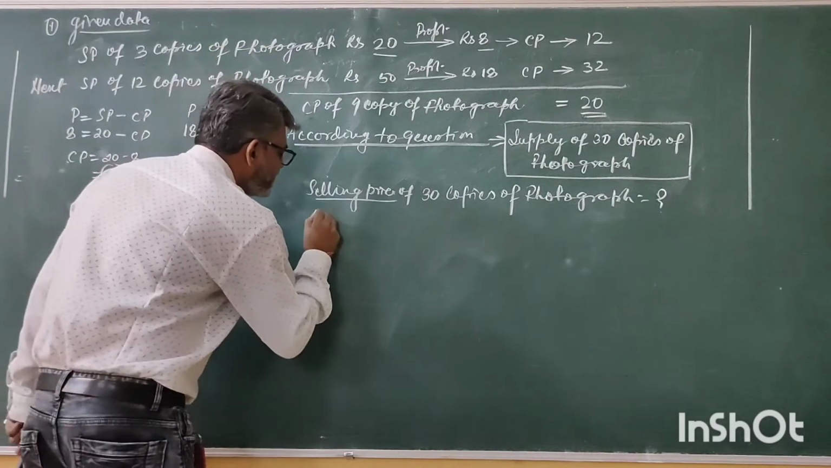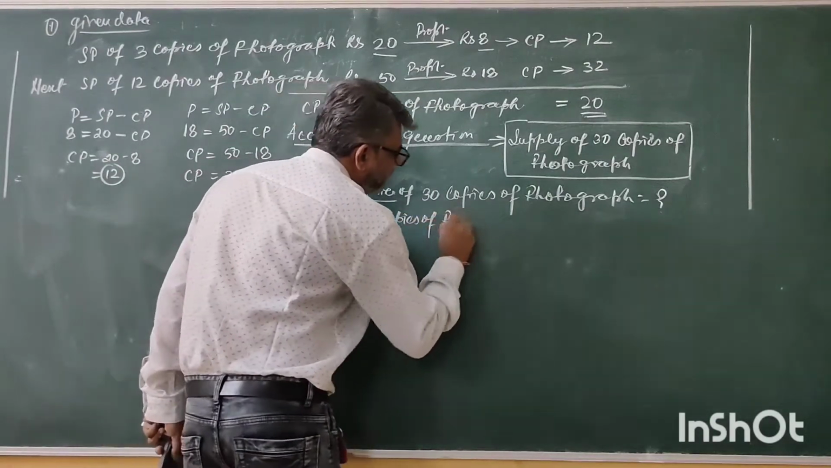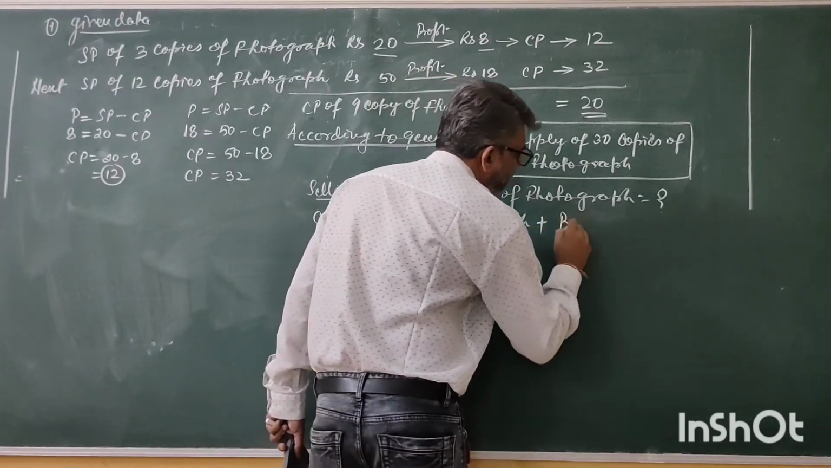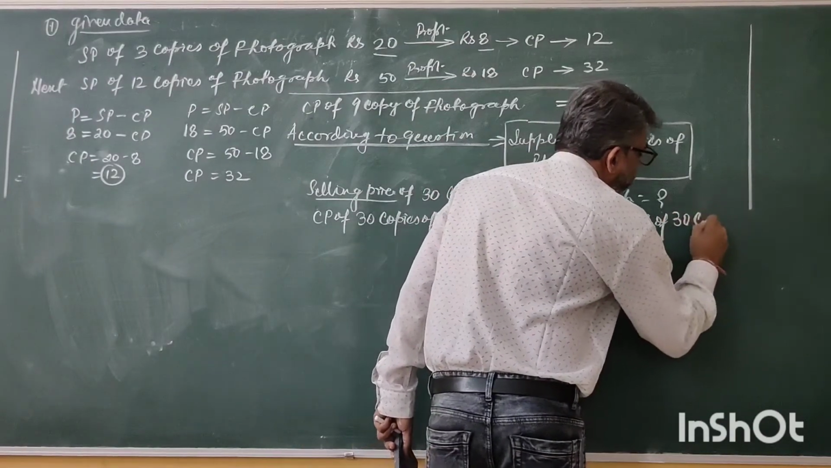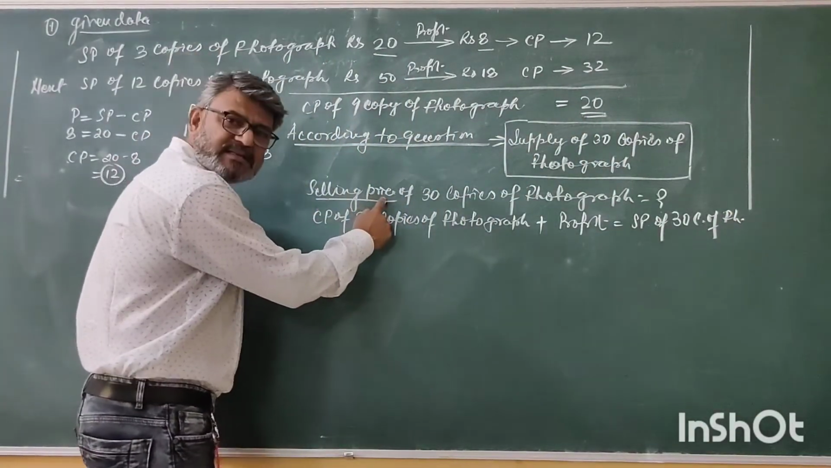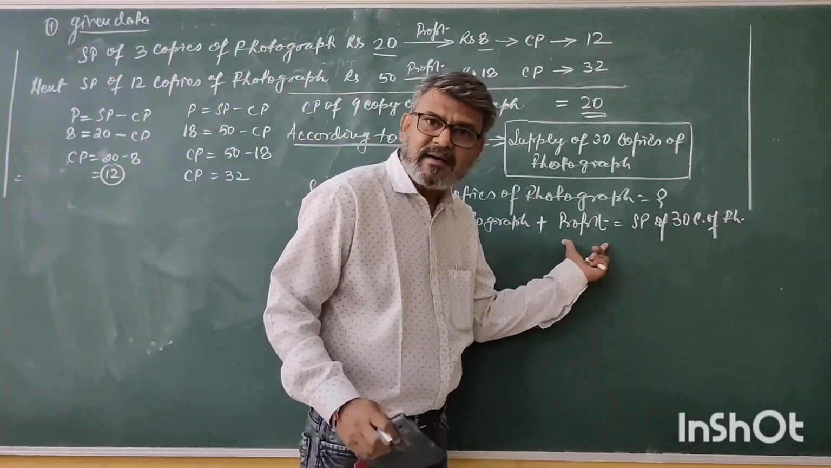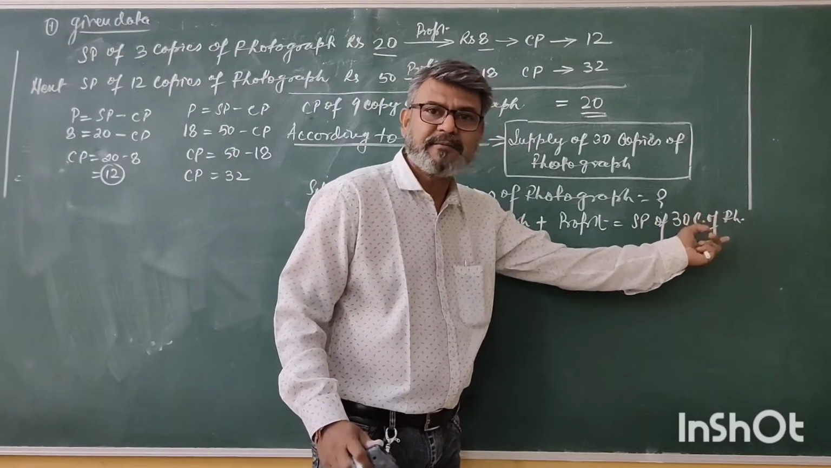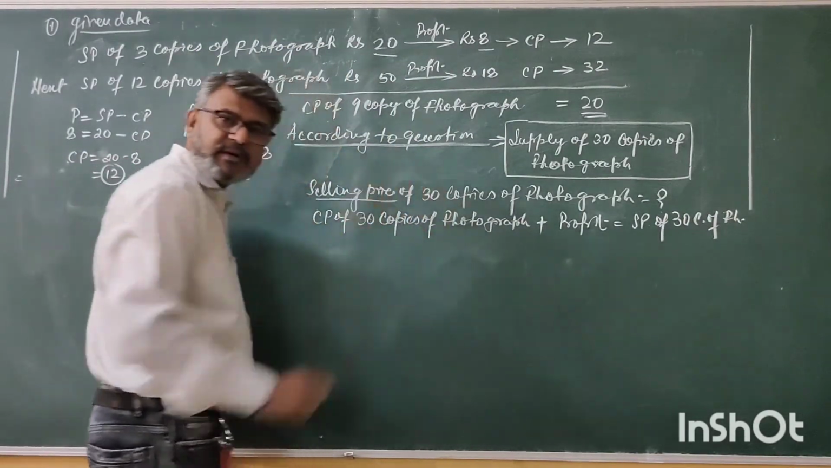Yes, the CP of 30 copies of photograph plus profit equals the SP of 30 copies of photograph. Understand? Clear? Selling price that means 30 copies बनाने के लिए जितना खर्च होगा उसमें भी प्रॉफिट जितना अर्न करेगा, it is also known as the selling price of 30 copies of photograph. Now first of all calculate the CP of 30 copies of photograph. Understand?